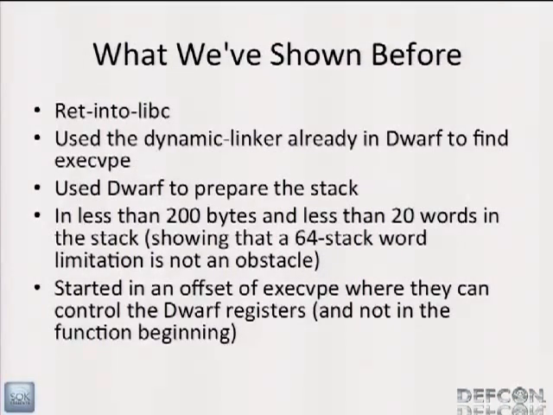So I'm going to show a demo that we've shown before. We showed it at ShmooCon a little while ago. And this is the Trojan. We set up a dynamic linker, which finds execvpe. We prepare the stack, and we set up the registers that we can control. We return execution to a location that then loads the parameter passing registers from the registers we can control and calls exec. So let me just show you this in practice.